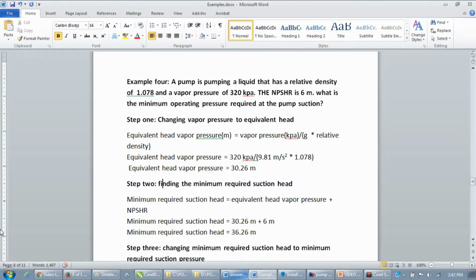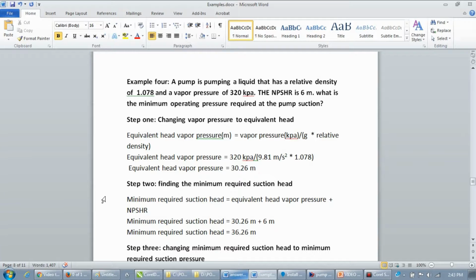Example 4. Step 1. We're going to change vapor pressure in kPa to equivalent head vapor pressure in meters. Equivalent head vapor pressure in meters equals the vapor pressure in kPa divided by the product of G times the relative density. Equivalent head vapor pressure equals 320 kPa divided by the product of 9.81 meters per second squared times 1.078. The equivalent head of the vapor pressure is 30.26 meters.